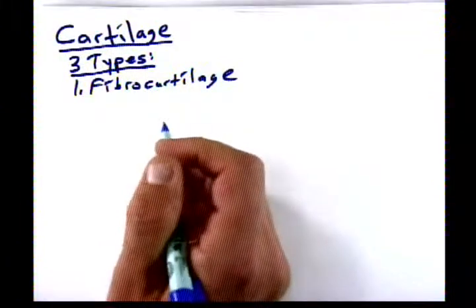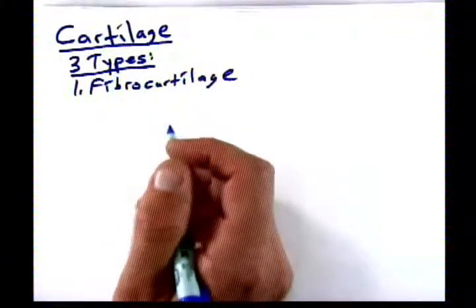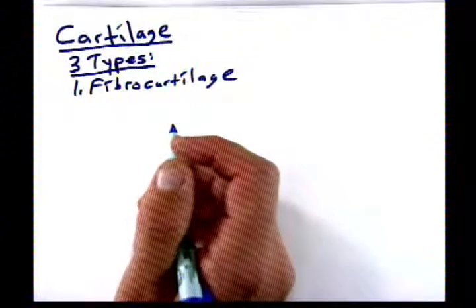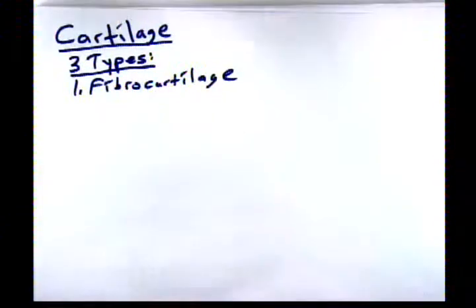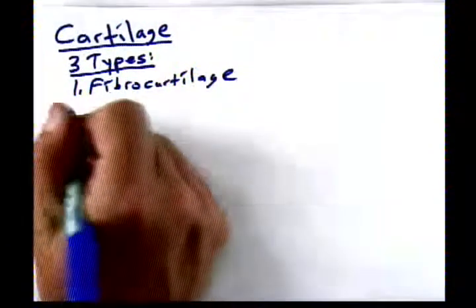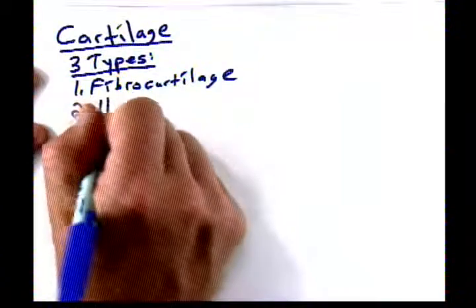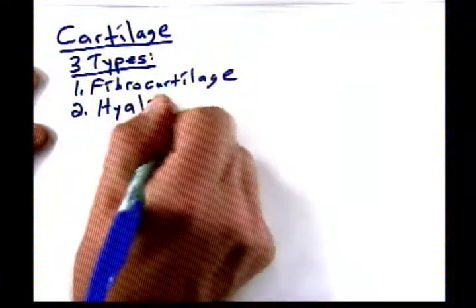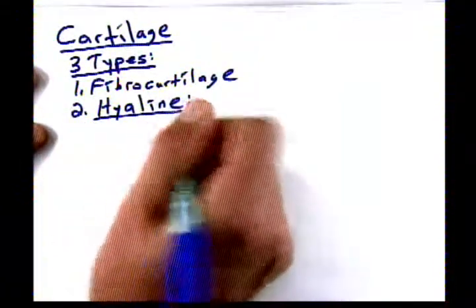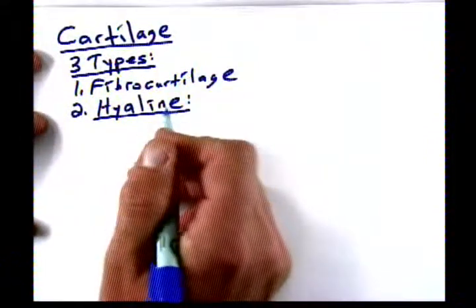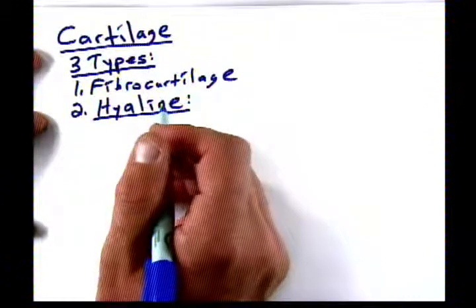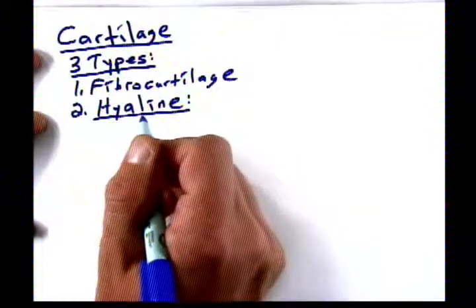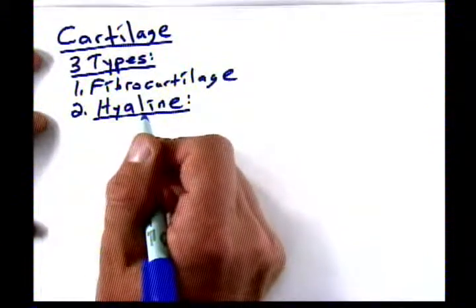And fibrocartilage acts as a shock absorber for the body, as in the knee and in the intervertebral discs. Now, the other types of cartilage that we have in the human body, there is hyaline. And hyaline cartilage has a very similar matrix to fibrocartilage. However, it differs.